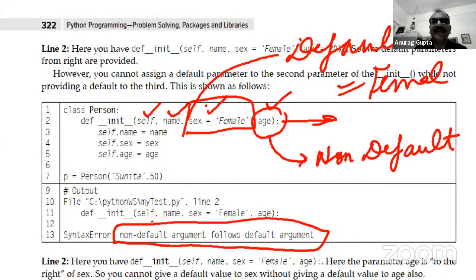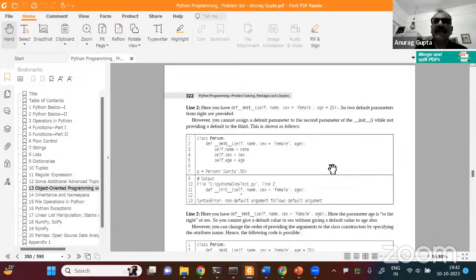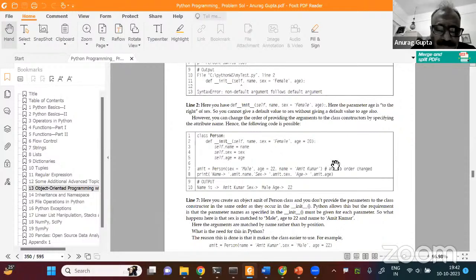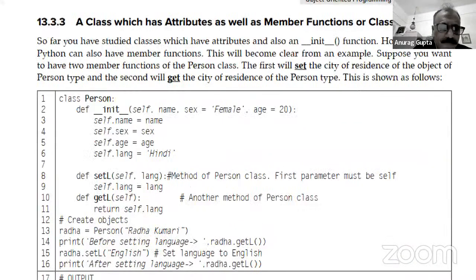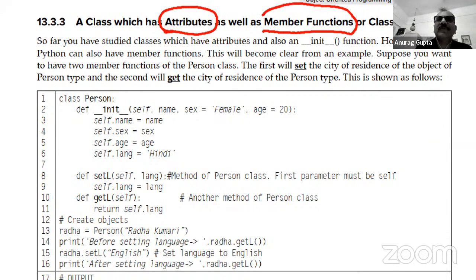This is something which is very similar to what is there in functions. I don't think it requires any more explanation. Okay. So now let us come to the next topic, which is a class which has attributes as well as member functions. So now I'm adding a little bit of more complexity. So just look at this code.